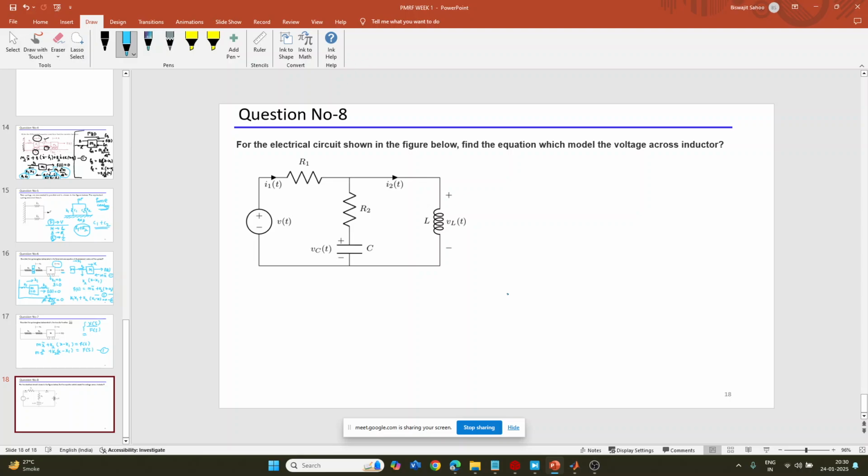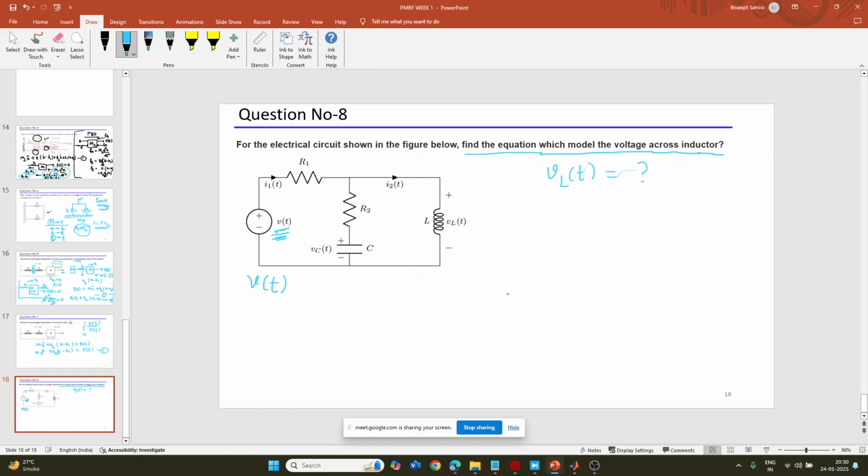First try to understand the question. He is saying that you are applying some input voltage V of t. Current I1 of t is flowing here, some I2 current is flowing, and there is an inductor L, and the voltage across the inductor is given by VL of t. Now you have to find the equation which models the voltage across the inductor, in terms of the input and other parameters in the circuit. So how to do that?